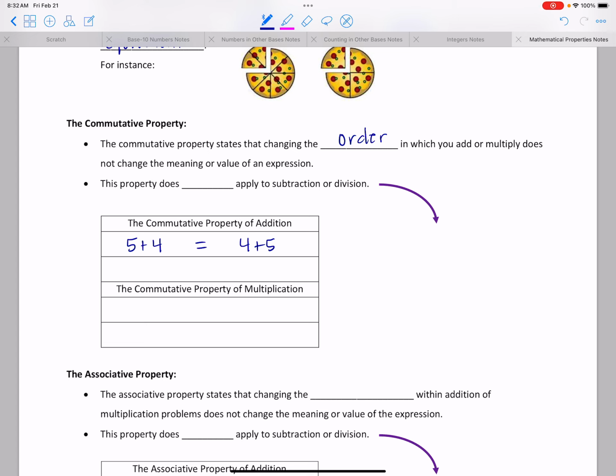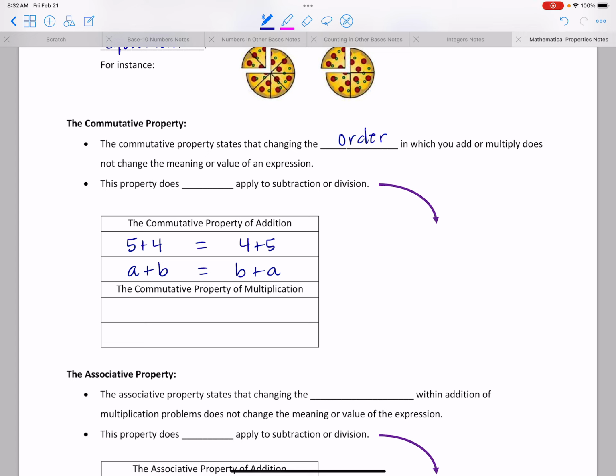And so no matter what your numbers are, we could call them A plus B. It will always be equal to B plus A. The order in which you add those two numbers will not change the value of the result. Okay? And that's true also for multiplication.